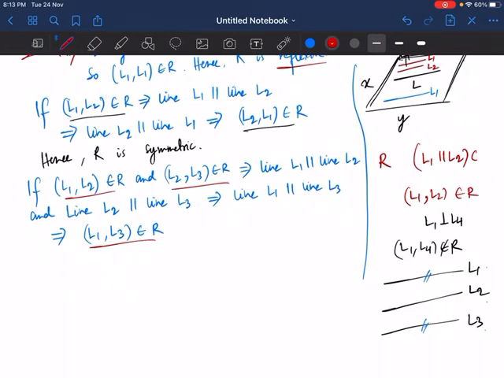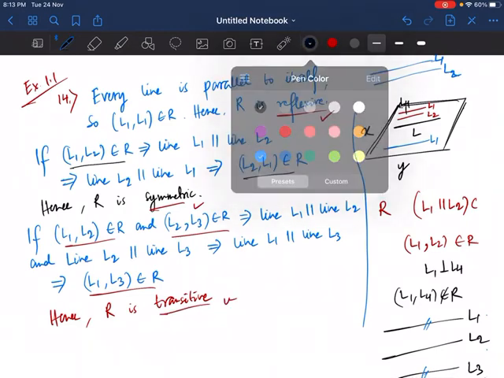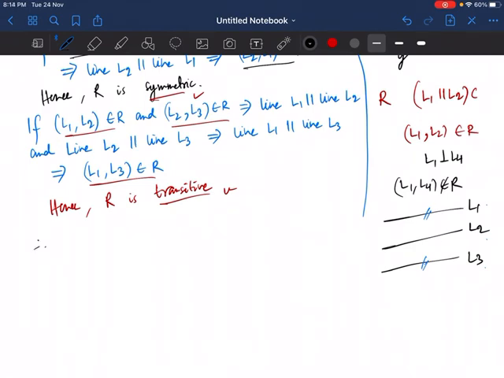So we can write at the end, hence R is transitive. But what do we have to prove? We have to prove that the relation R is an equivalence relation. So now the relation satisfied all the three conditions, that is reflexive, then symmetric, then transitive. So once we see that it satisfies all the three conditions, we can write at the end, therefore R is an equivalence relation. This is what we can directly write at the end.